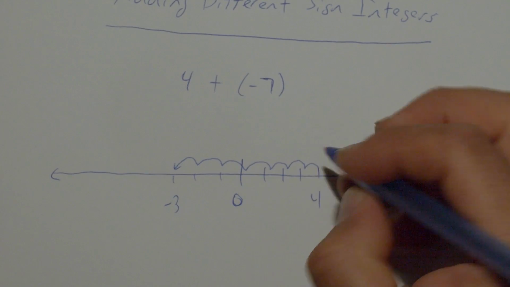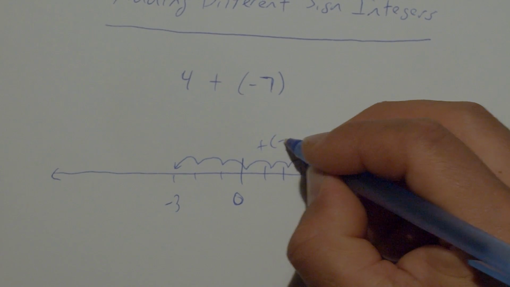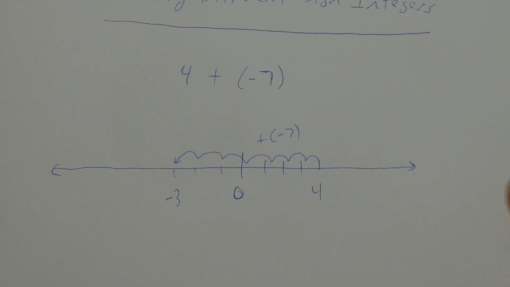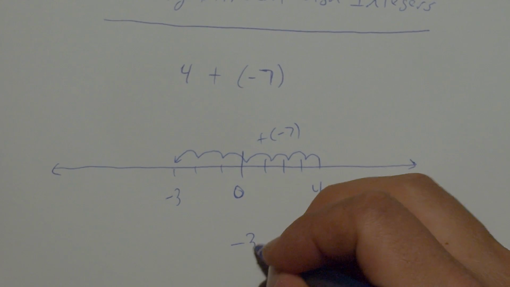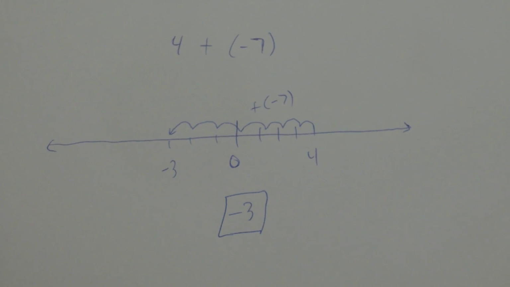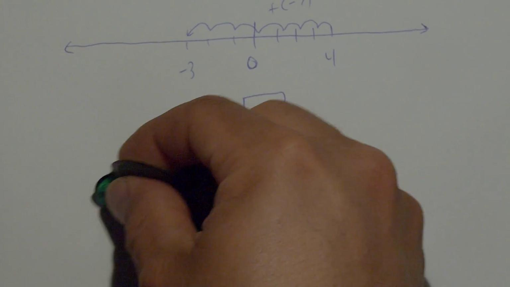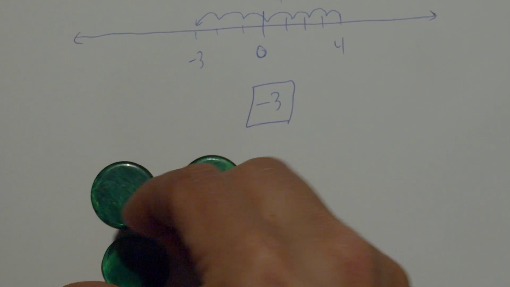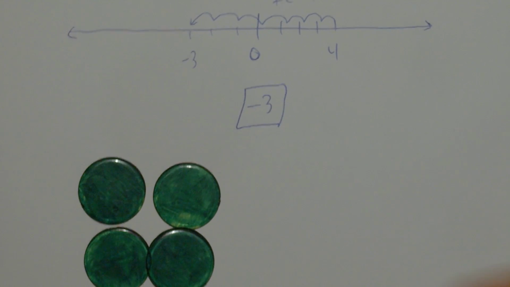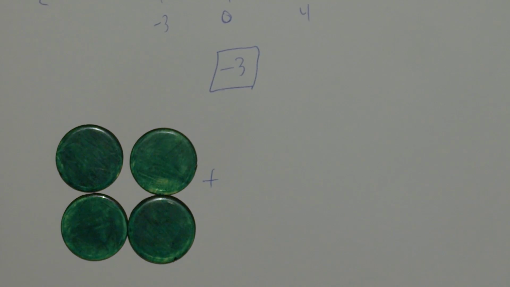What is that? Negative 3. So this is adding the negative 7 there. And boom, there is the answer, right? Negative 3. Now, again, we can do the same concept here, and this will always hold. So here's the positive 4. And then we're going to add to that 7 negatives.